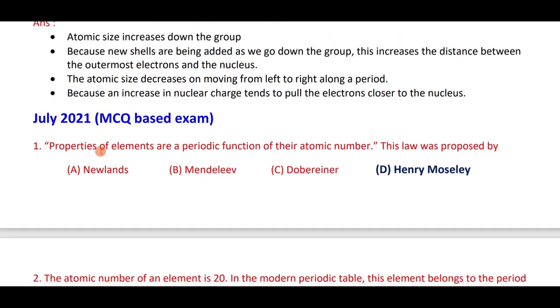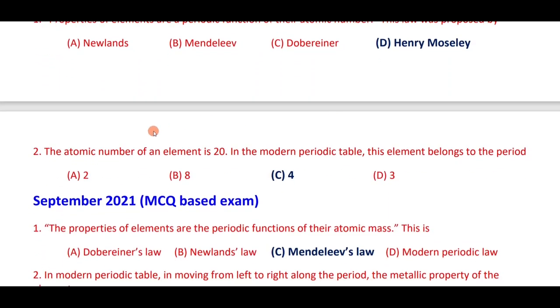The properties of elements are periodic functions of their atomic number. This law was proposed by Henry Moseley. The atomic number of an element is 20. In the modern periodic table, to which period does this element belong? Write the electronic configuration depending on the number of shells. Here there are 4 shells, therefore it belongs to period 4.